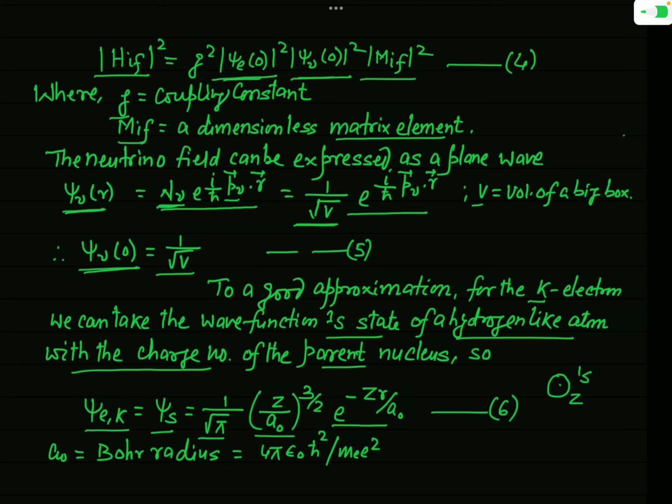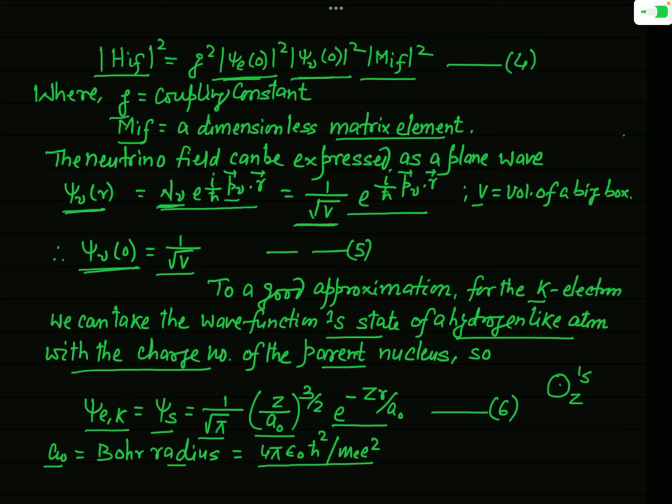In this formula, a naught is actually the Bohr radius. Bohr radius means the radius of the first orbit of the hydrogen atom, and it is given by this expression: 4 pi epsilon naught h bar square over m e times e square. This is the expression for the Bohr radius.